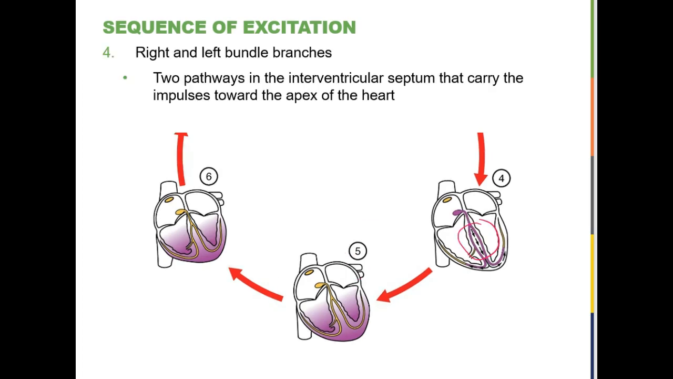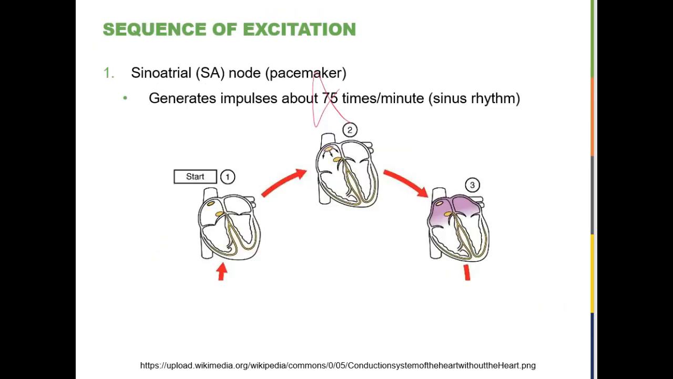So again, what you need to be able to say is depolarization starts at the sinoatrial node, which generates impulses or initiates the action potential.